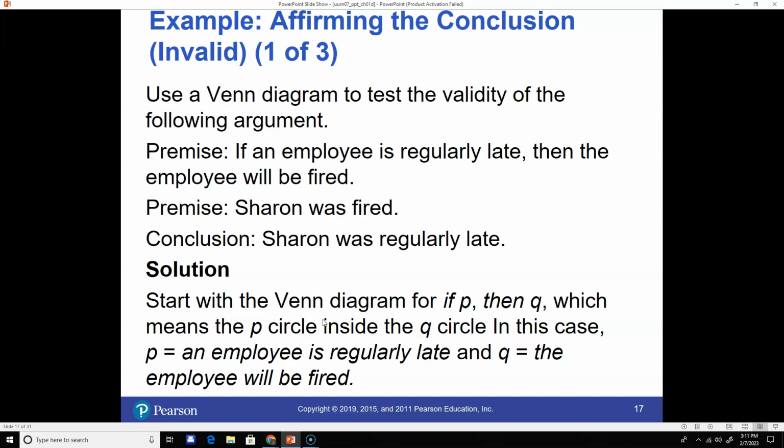Again, we're going to do the Venn diagram. We have the two premises and the conclusion. So again, we have the people that are fired, and the people that are regularly late are only a small portion of that. And they drew the X for Sharon on the border because she was fired, so it's certainly possible she was fired for being late, but she could have been fired for a different reason altogether. So we don't know whether that red X is inside the regularly late bubble or outside the regularly late bubble and inside the fired bubble. So we see that we don't know, so this argument is invalid.